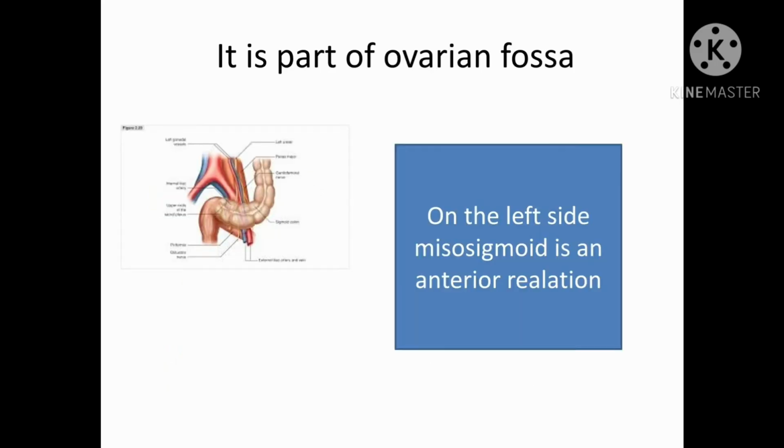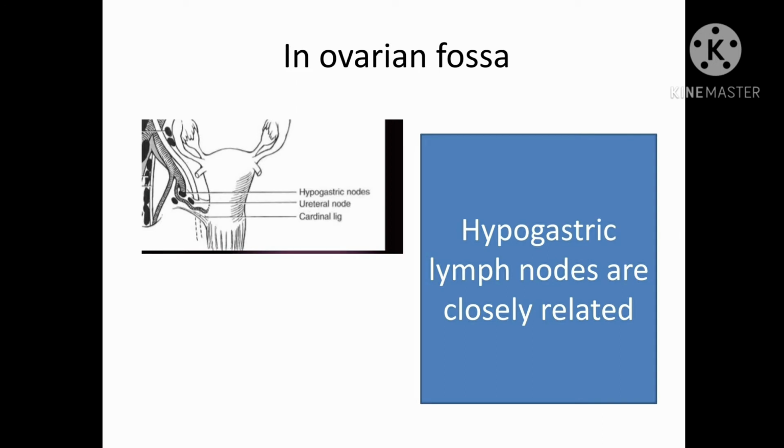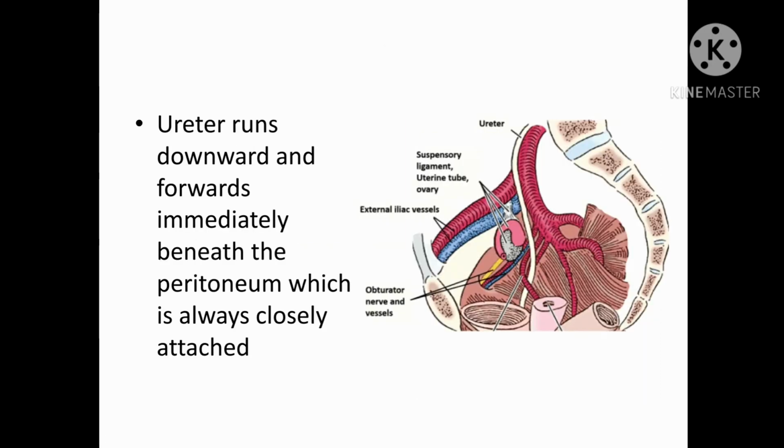Here, on the left side, there is a mesosigmoid in an anterior relation. When we see its relations in the ovarian fossa, obturator vessels and nerves lie laterally. Also in the ovarian fossa, hypogastric lymph nodes are very closely related to the ureter. After leaving the ovarian fossa, the ureter runs downwards and forwards immediately beneath the peritoneum, to which it is very closely attached at this place.